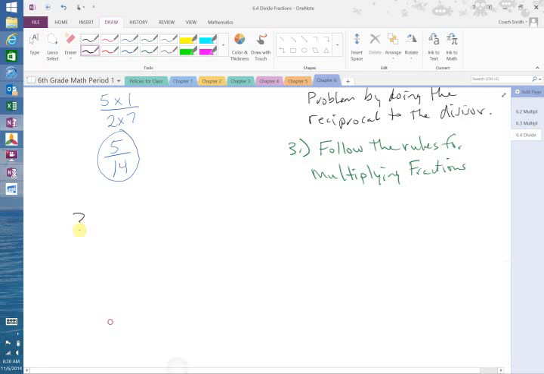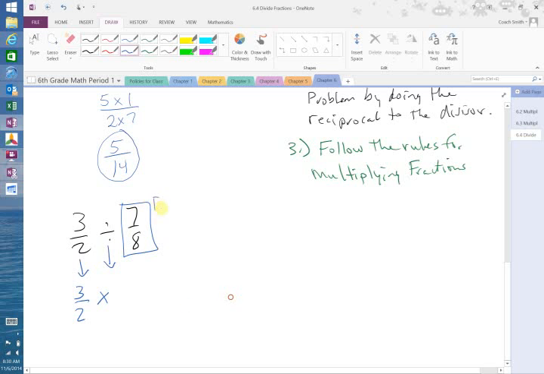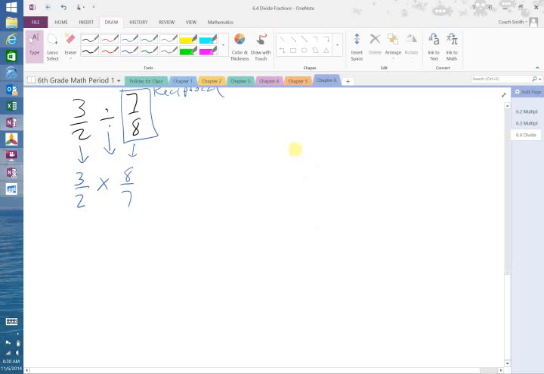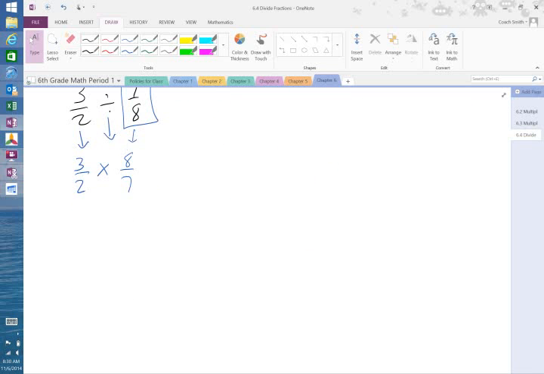Let's look at number 12. Number 12 says 3 over 2 divided by 7 over 8. So I'm going to take 3 over 2, and it stays the same. I'm going to take the division sign, change it to multiplication, and I'm going to take 7/8 and do the reciprocal, which is 8 over 7.